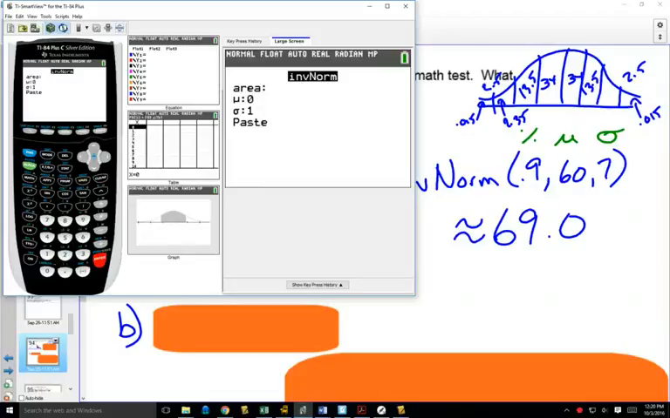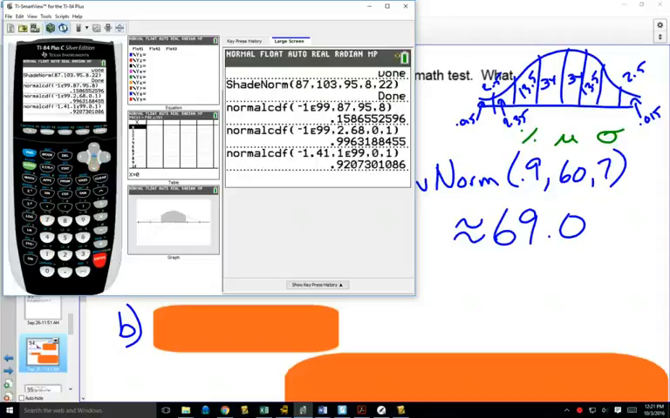So I want an area of 90% because I'm coming from the left. My mean is 60. My standard deviation is 7. And then it pastes it in there for you in the right order. And so we get 68.97. Now rounding that to 3 sig figs, you'll round it to 69.0, and you would need to put that 0.0 in there so that you have 3 significant figures.